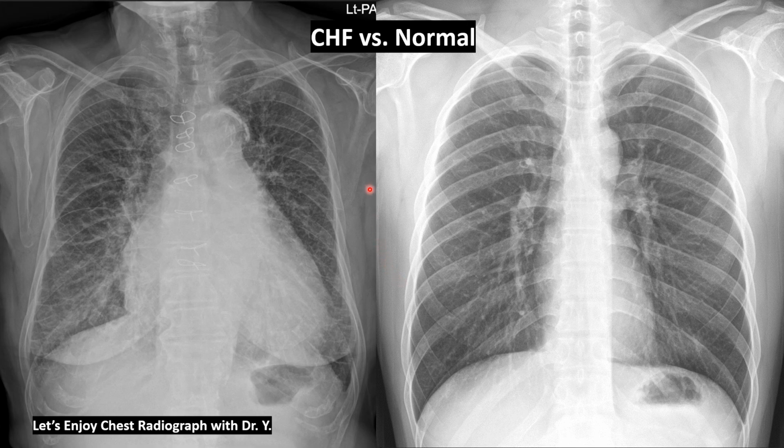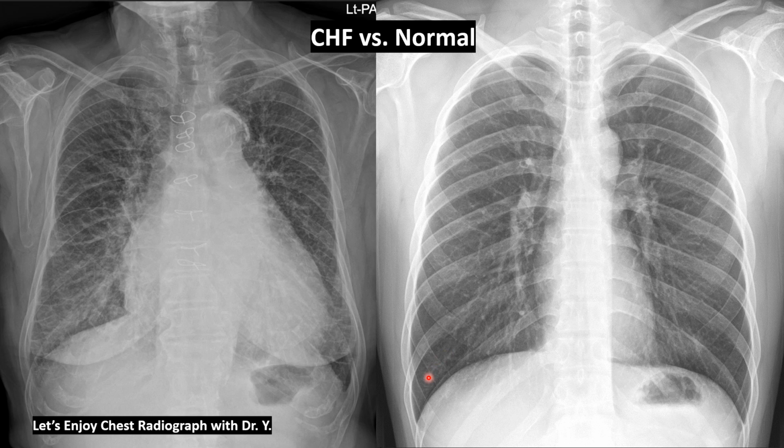Let's compare congestive heart failure and normal findings. We do remember this image from the beginning of our session 1. Normal finding is without abnormal findings, and abnormal finding is without normal findings. Let's compare from this side. What do we not have here in the normal man? Heart size is normal, not increased.